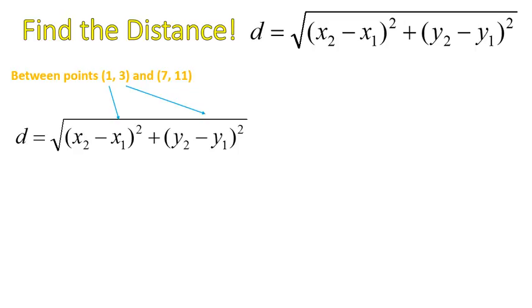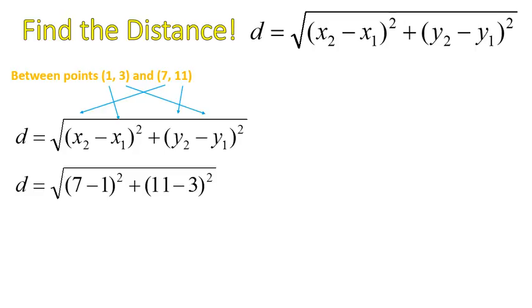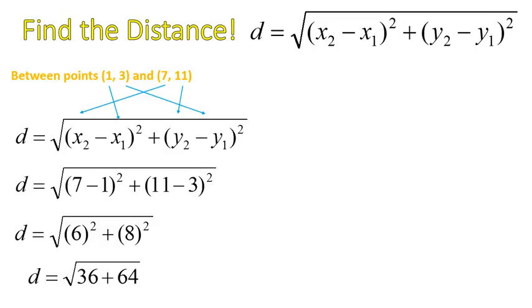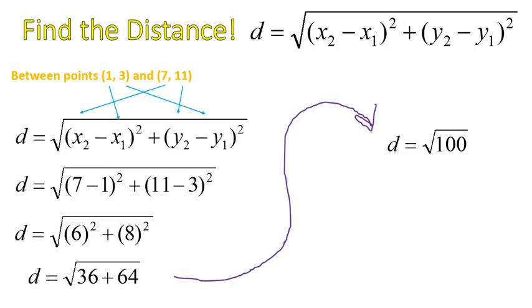We'll plug point 1 in for x1, y1. Then we'll plug point 2 in for x2, y2. So it'll look something like this: 7 minus 1 squared plus 11 minus 3 squared. That'll give us 6 squared plus 8 squared, 36 plus 64. Let's move over to here. Our total distance is the square root of 100, which is a distance of 10.